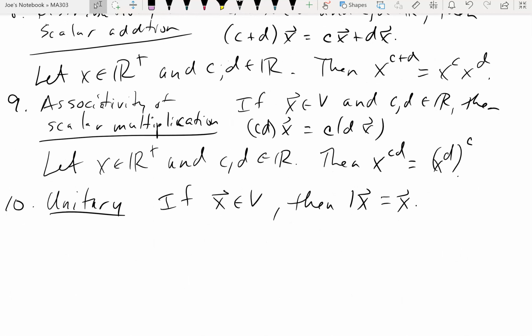Multiplication by the number 1 should not rescale the vector to a different size. It should have the exact same size. It should be the exact same vector. There should not be any rescaling going on. All right. So let's let x be in R plus.